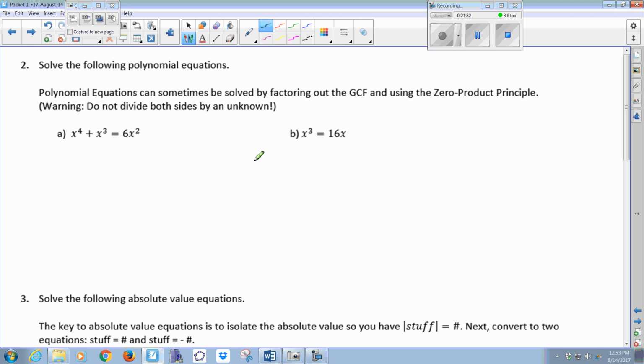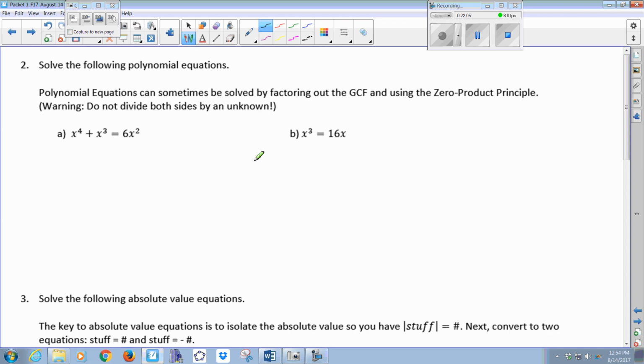So polynomial equations can sometimes be solved by factoring out the greatest common factor and using the zero product principle. The most important thing is that you don't ever divide both sides of your equation by the variable, any power of the variable, because when you do that, if one of the solutions for your variable is 0, you are dividing both sides of your equation by 0. And the other reason is because you will lose one of your unique solutions for your equation.